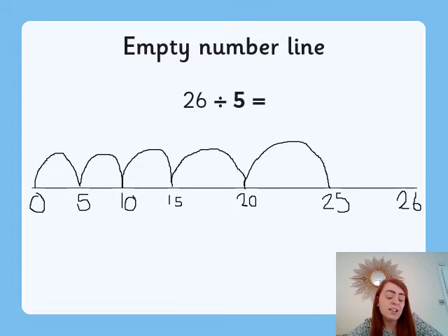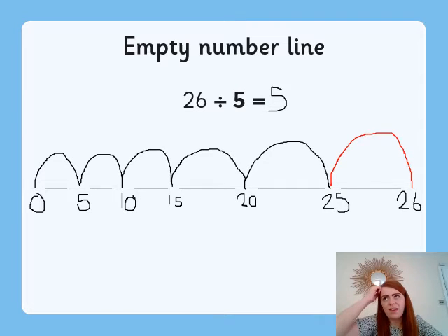And, oh, hang on, if I did another jump of 5, it would take me to 30, and that's too far. So let me count how many jumps of 5 I have. Got 1, 2, 3, 4, 5 jumps of 5. But I'm not dividing 25 by 5, I'm dividing 26 by 5. And I need to remember that there's a leftover. So I need to know 25 adds what is 26. 25 in my head, 26. Oh, it's 1. So I've got 5 remainder 1. Okay, so that's how empty number lines can be used to help us as well.